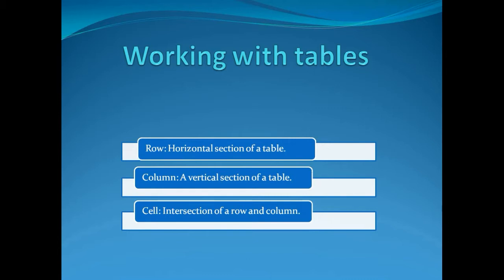In a table, the horizontal section of a table is called a row. The vertical section of a table is called a column. The intersection of a row and column is called a cell.